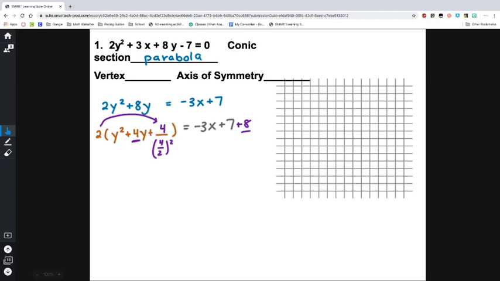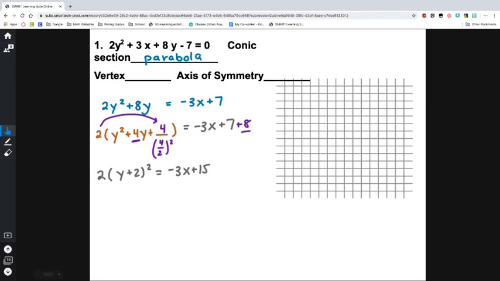And then this allows us to factor that left-hand side trinomial into a perfect square with the 2 on the outside. So y squared plus 4y plus 4 factors into y plus 2 squared. And then the right-hand side is going to simplify to negative 3x plus 15.